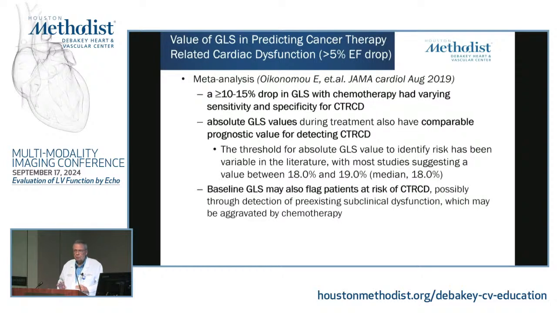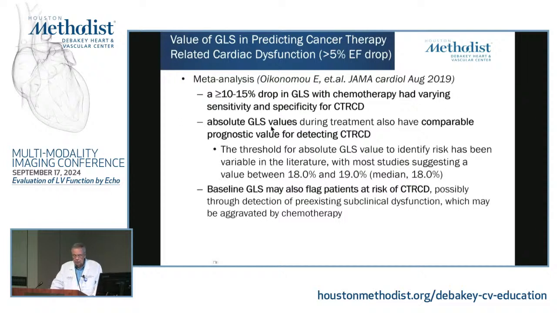So we're going to start, just for historical reasons, with cancer chemotherapy because that was the very first one that started to put longitudinal strain on the map, although to this day it's still working its way through and not perfect. So basically, if you're giving chemotherapy agents that are toxic to the heart, and you get a drop in GLS between 10–15% or more, that suggests there could be a problem and that down the line, the EF may drop or the patient may even develop heart failure. But the sensitivity and specificity for that varies between studies.